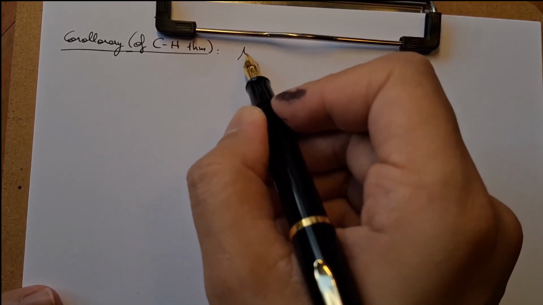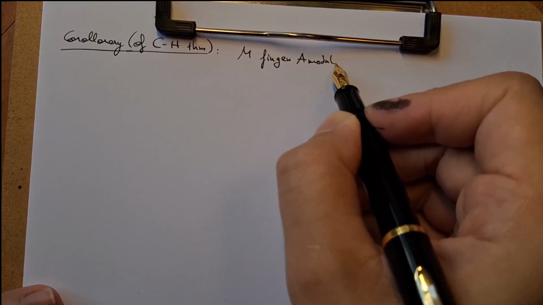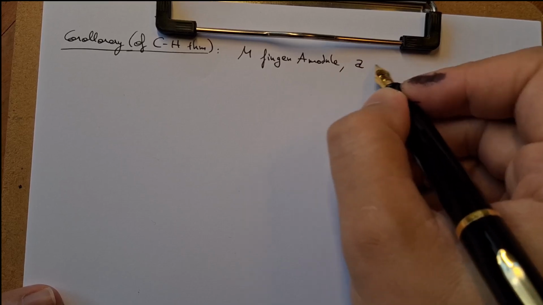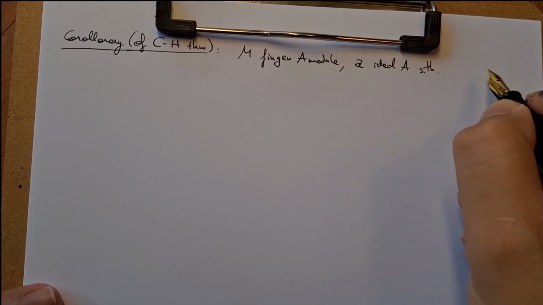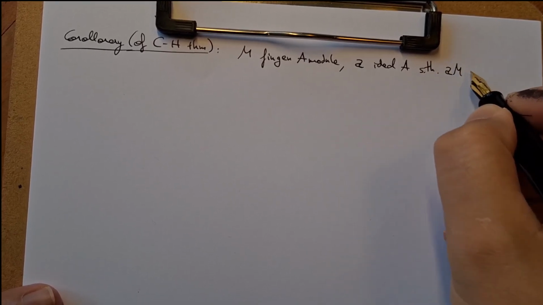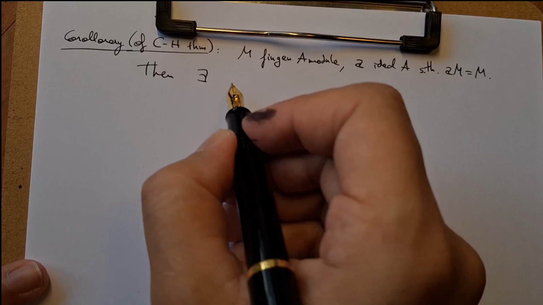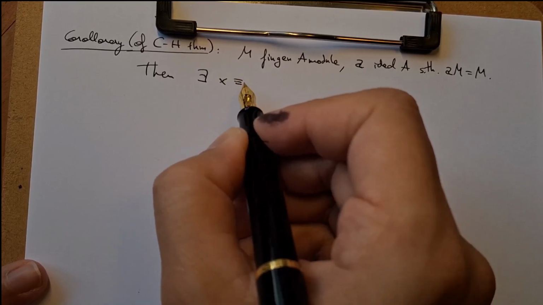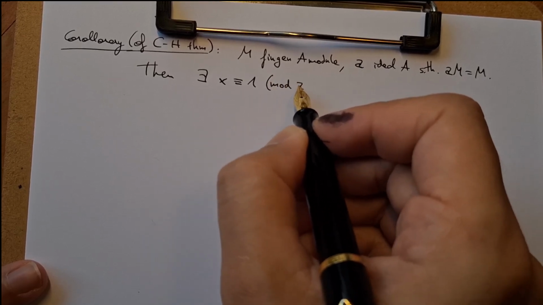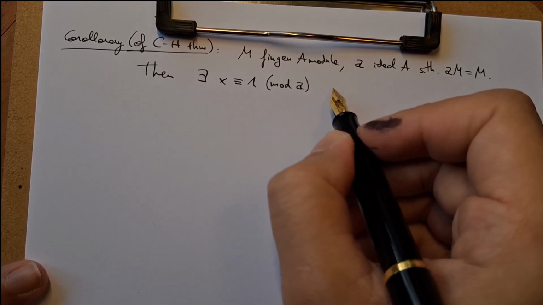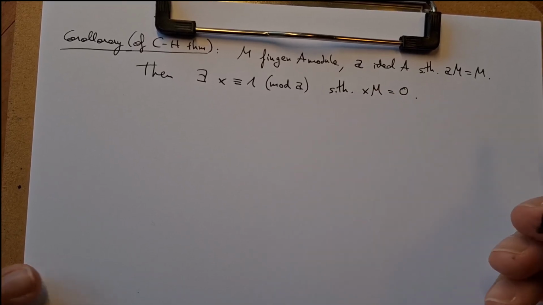And it states that for m a finitely generated A module, A an ideal of A, such that A m equals m, then there exists some x which is congruent to 1 modulo the ideal A, such that x m equals 0. So let's prove this.